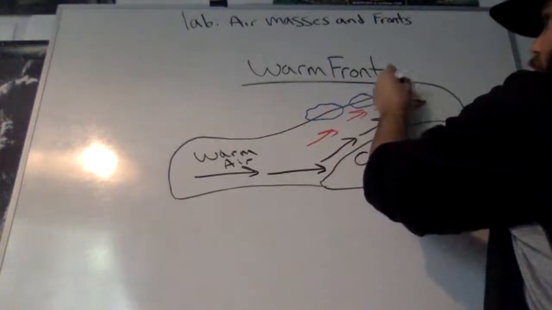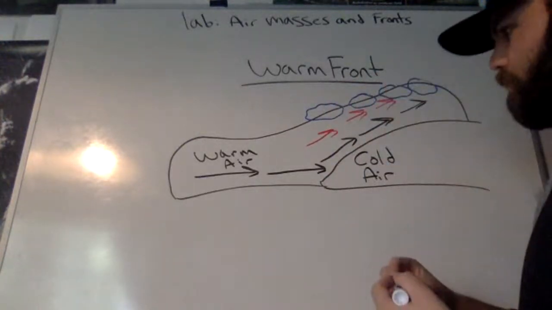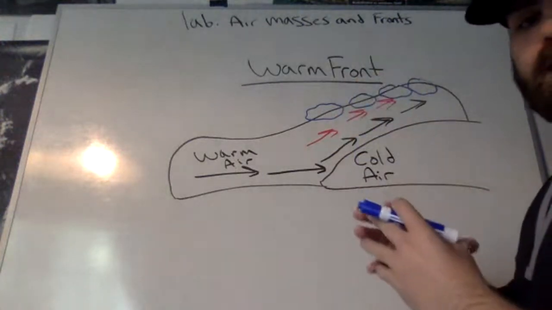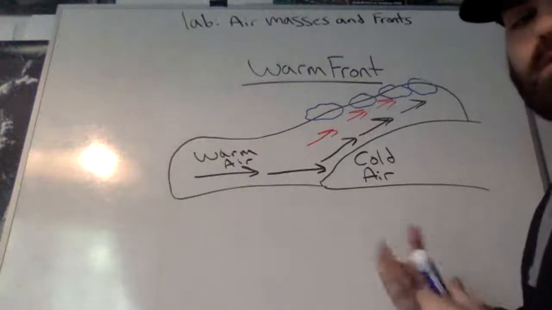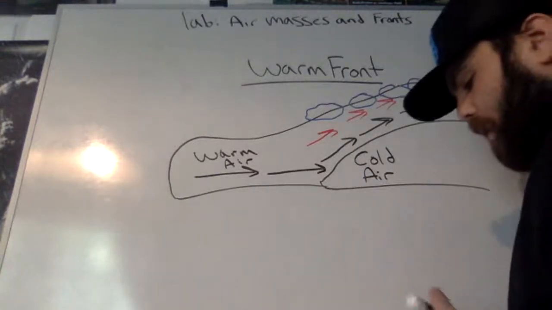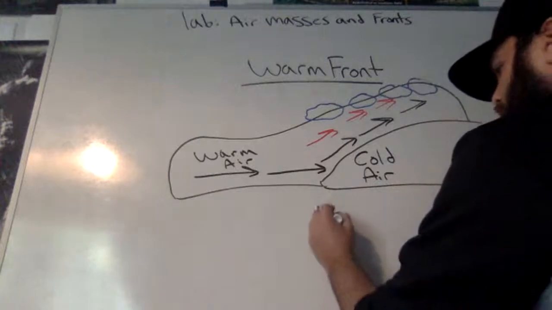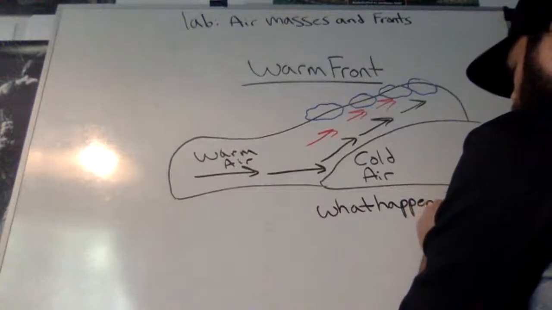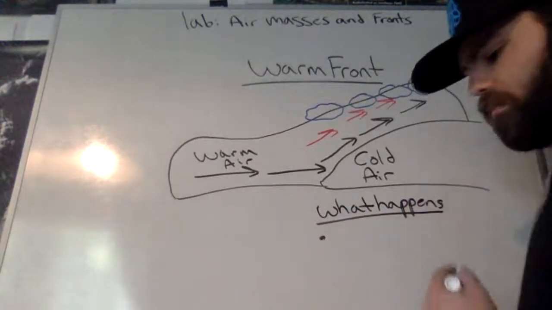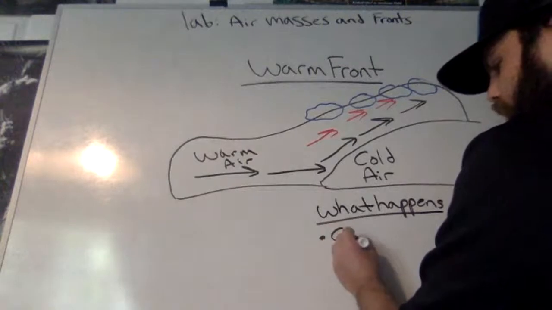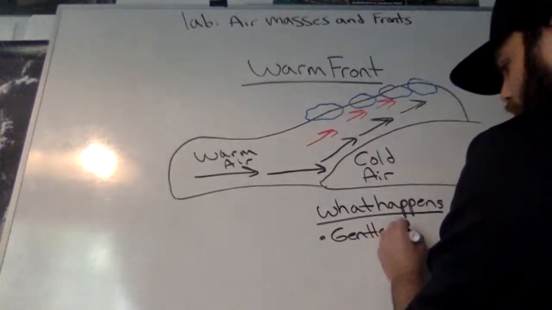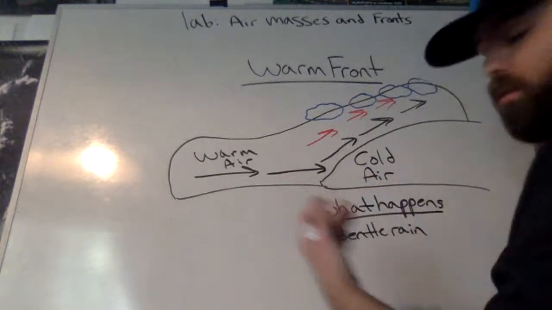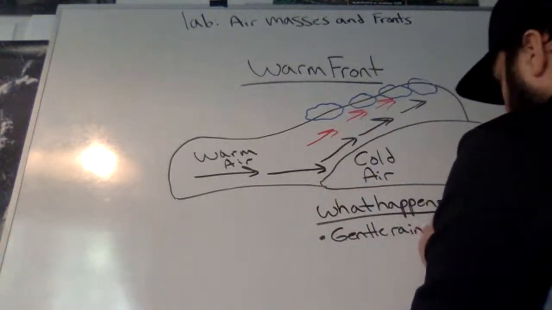a little bit more spread out. So since they're spread out, they're not all going to be condensed in the same area. Whereas with the cold front, you get heavy rain. So what happens with the warm front is basically you get a gentle rain. Or if it's happening in the wintertime and if it's still really cold, you get a light snow.